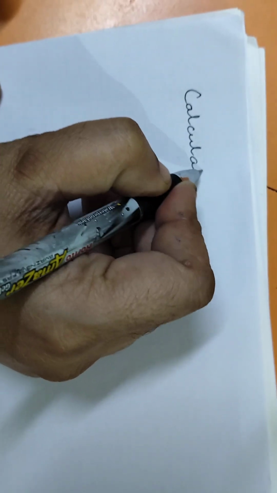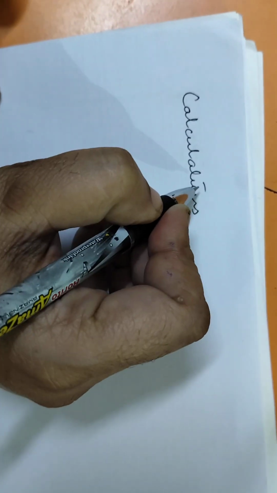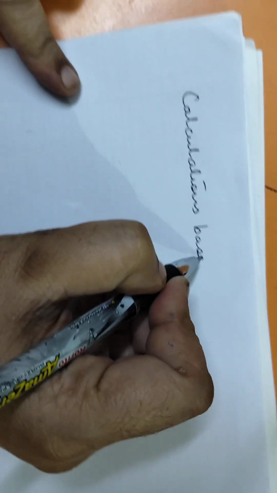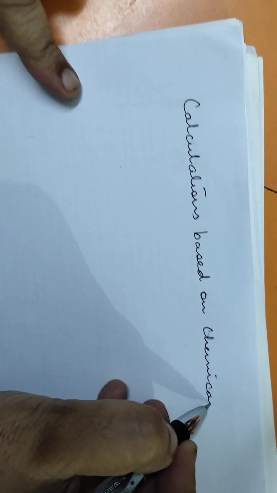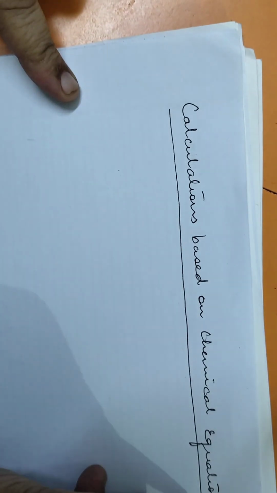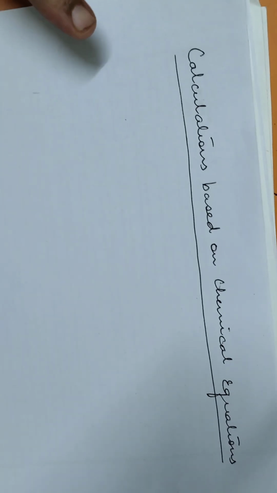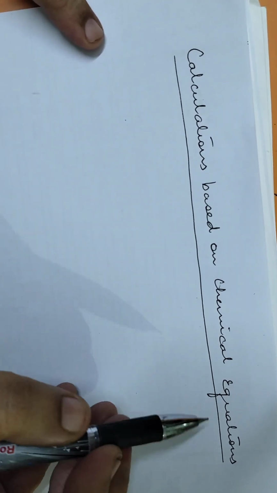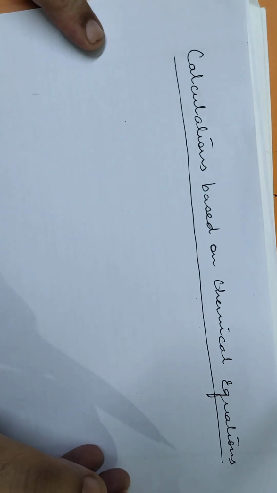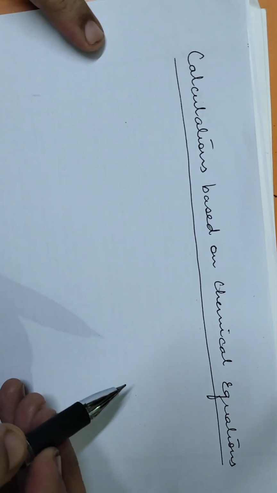Calculations based on chemical equations. This is the numerical portion, and in this we will be learning how to solve the numericals based on chemical equations. In these questions, one equation will be given to you or you will have to frame the equation.